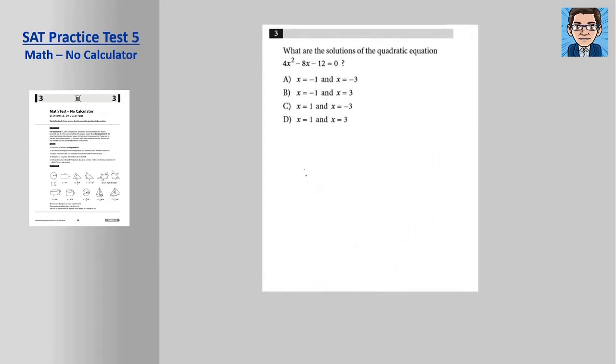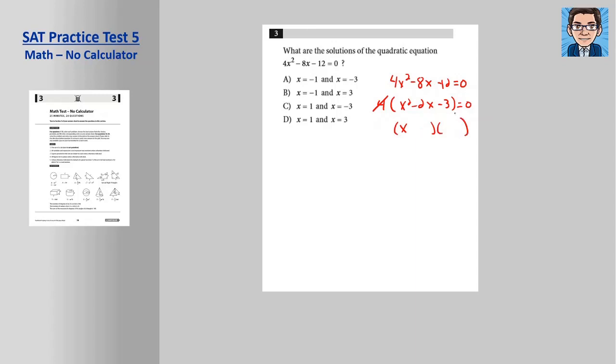All right, in this problem, we're looking to solve for x. The equation is already set equal to 0, so let's take this equation and factor it. The first thing you always do with factoring is look for a greatest common factor, and we can take 4 out of here. Then since it's set equal to 0, we can divide both sides by 4, which gets rid of our 4. Then we're going to factor here.